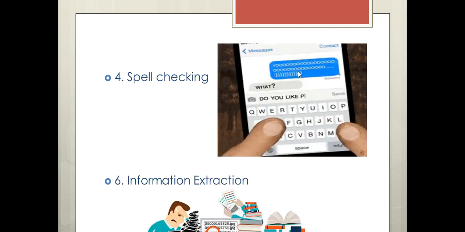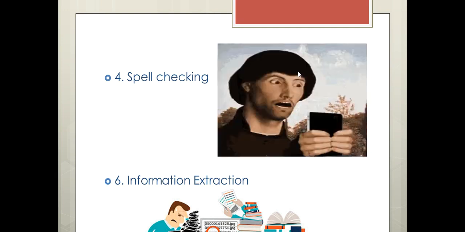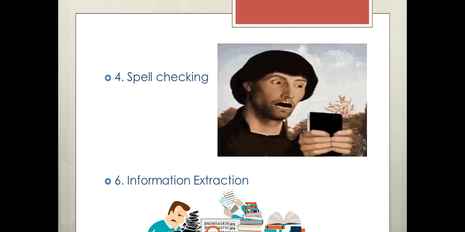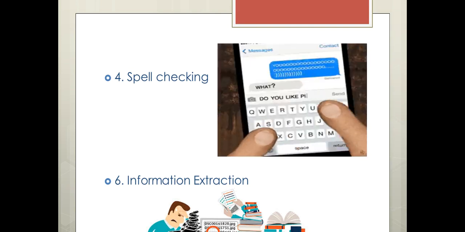Next is the spell checker. Everyone is aware of this spell checker. Everyone has a spell checker installed on their mobile or in Gmail, where whenever we are writing a mail, it will check and give us suggestions, and it will give us the right spelling. So here text mining and NLP are used to generate the appropriate result. Next is information extraction. If you want to extract specific information from a large amount of documents, it is very easy by using text mining and NLP.